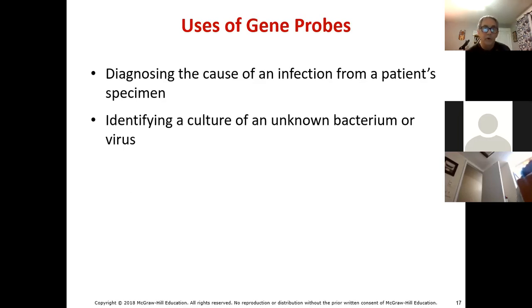Using gene probes, we can diagnose the cause of an infection in a patient's specimen, or identify a culture of an unknown bacterium. So if you know a characteristic gene for a bacteria, you can put a genetic probe in with a fluorescent dye and actually detect it. You'll be able to see it on a gel.